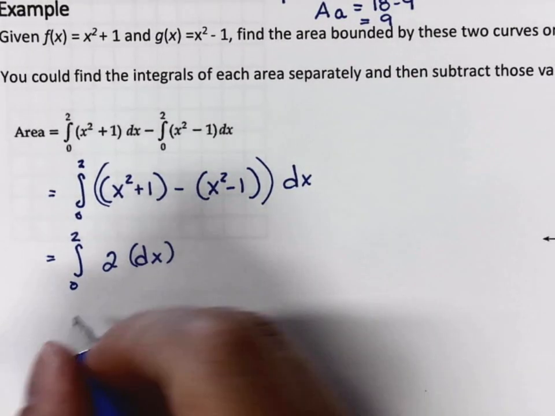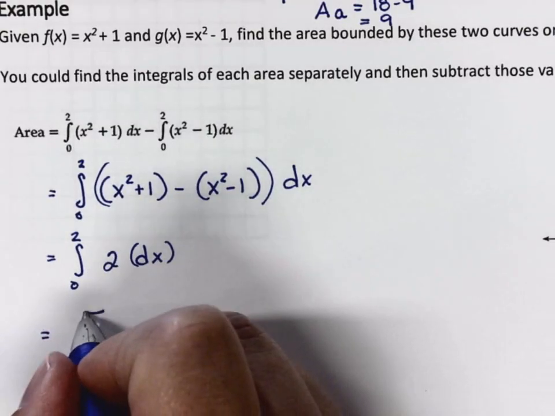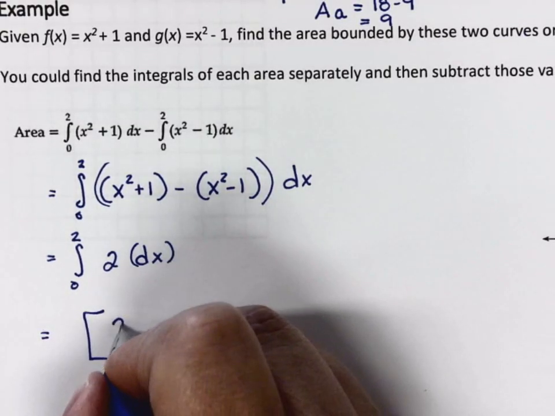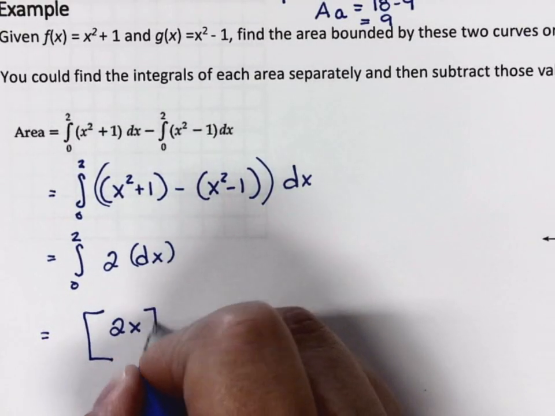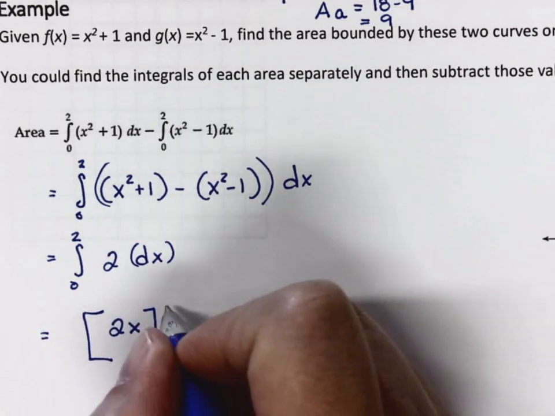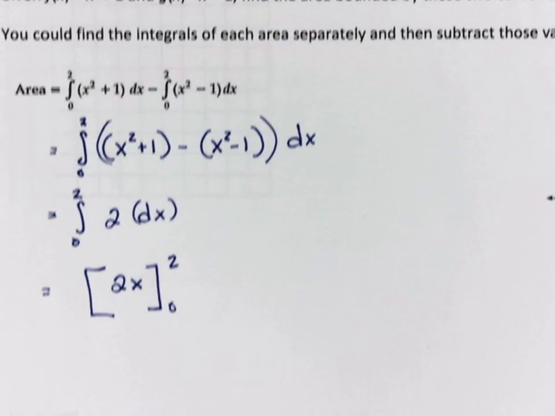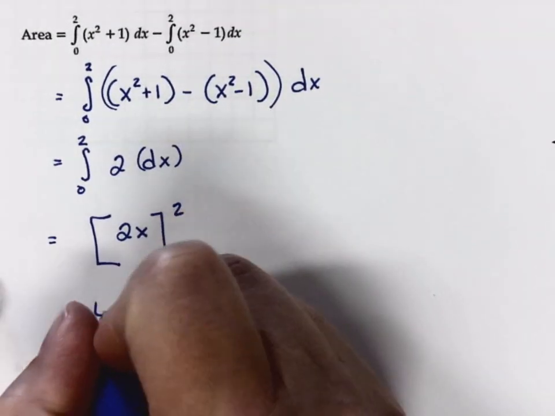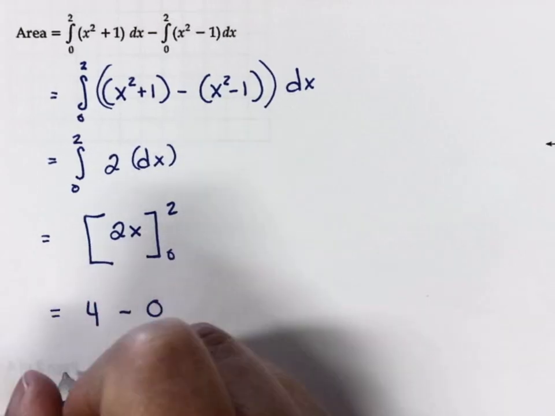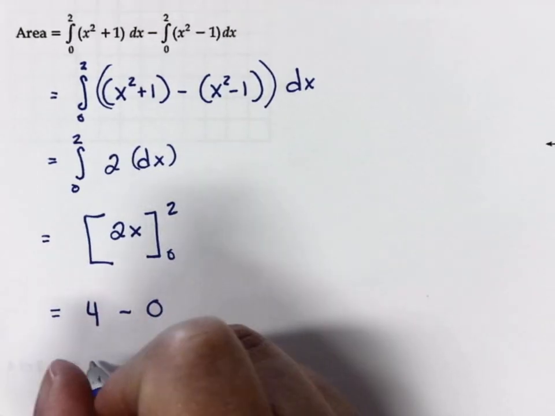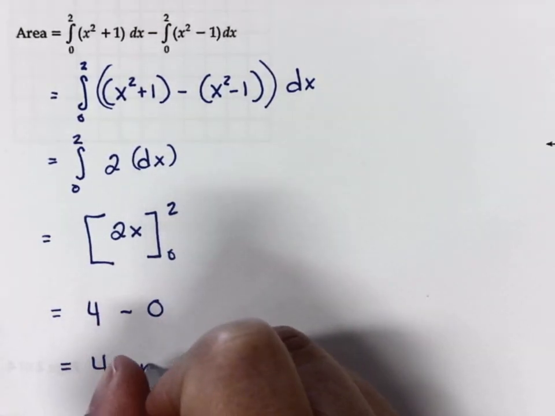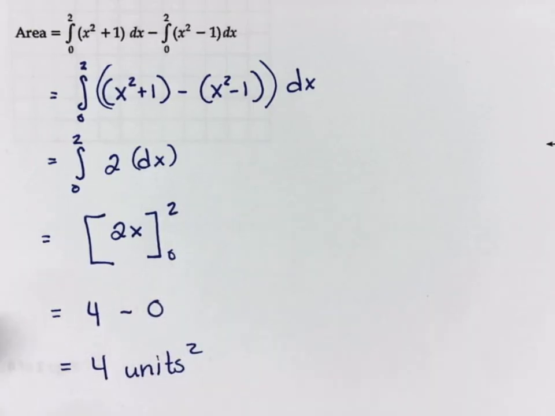And then we're going to integrate it, so that's going to be 2x. I guess I don't have a denominator. Made room for a denominator, but I don't have a denominator. So upper limit will be 4, lower limit will be 0. So my area is 4 units squared. So that's a nice little feature.